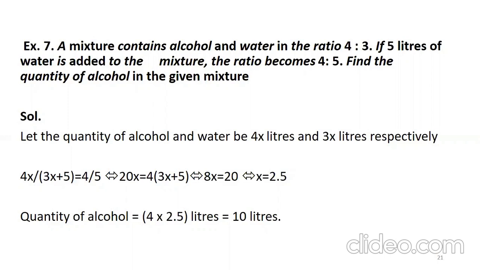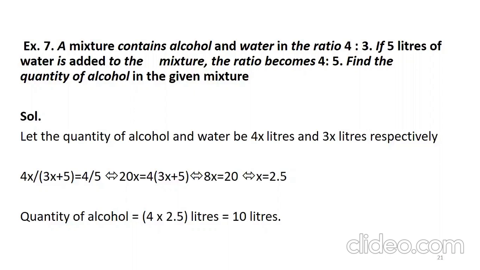Now what is added? Water is added. So the second term is water. We are adding 5 liters. So to the 3x liters we are adding another 5 liters. So now, when we add that, the fraction 4x by 3x plus 5 has the value 4:5. Now cross multiplying and solving, we get x is equal to 2.5 liters. Now substitute the value of x there. What is asked? Find the quantity of alcohol. Alcohol is the first term. So 4x liters of alcohol is there. So 4 into x, that is 2.5, is equal to 10 liters of alcohol.